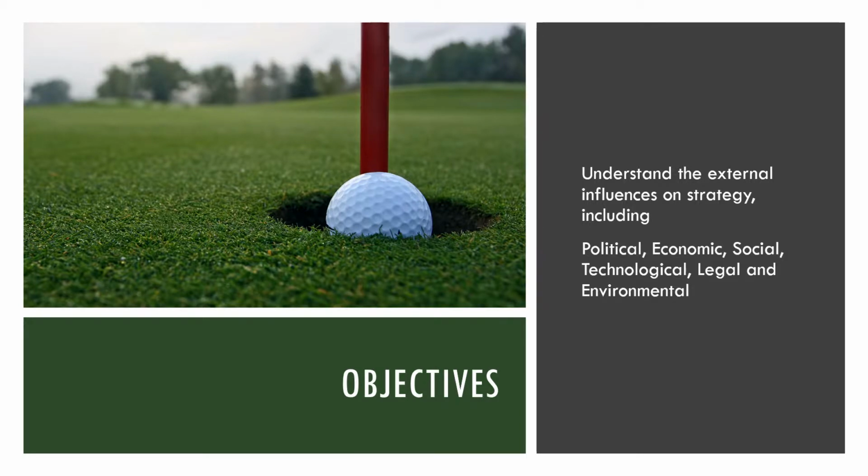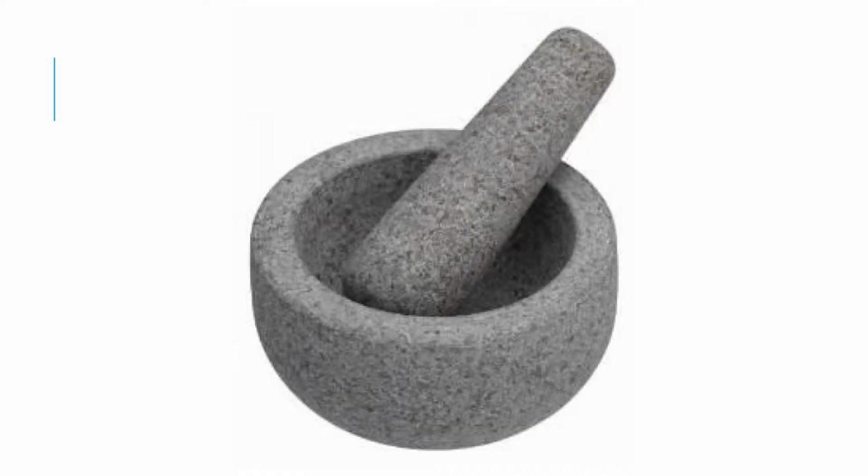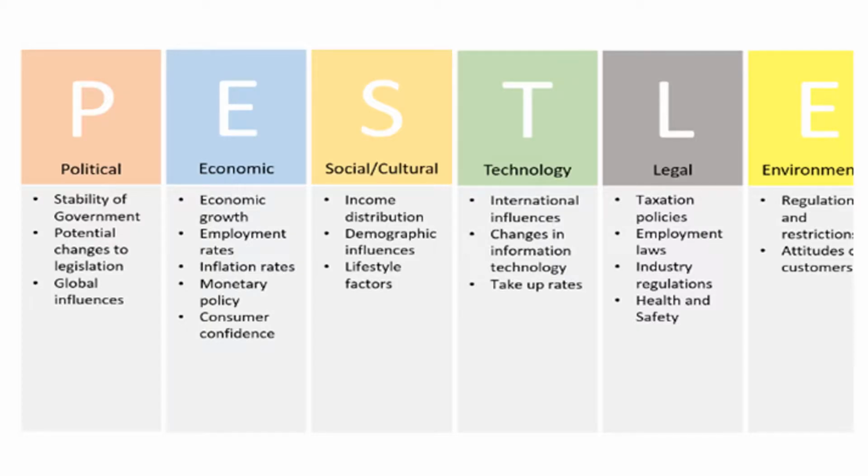So in this video we're going to look at some of the external influences on corporate strategy. When we talk about PESTLE, we're not talking about pestle and mortar. We're talking about the acronym that stands for political, economic, social, technological, legal and environmental, or sometimes ethical. Here we're looking at these different influences that happen from outside the business, so external influences, and how they can affect the strategy that a business is adopting.